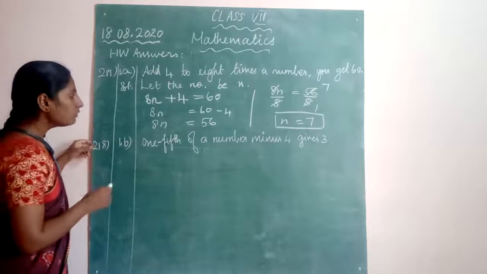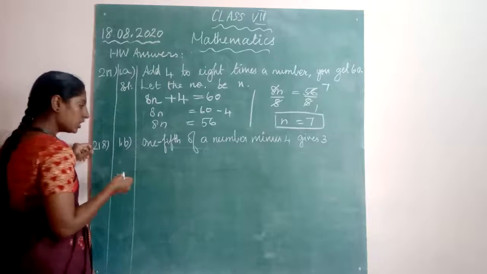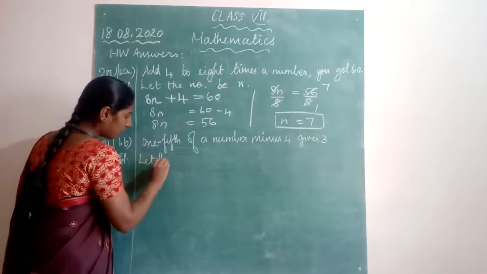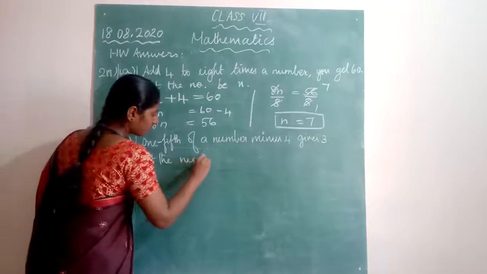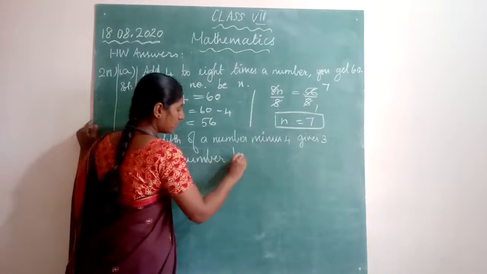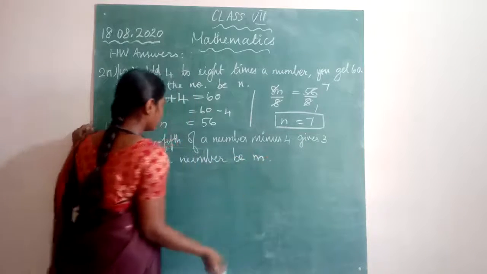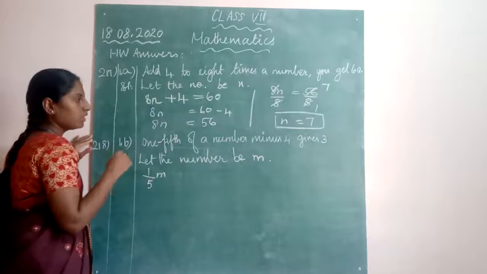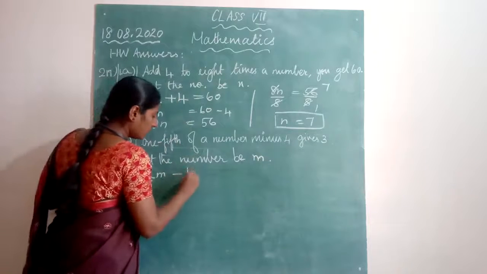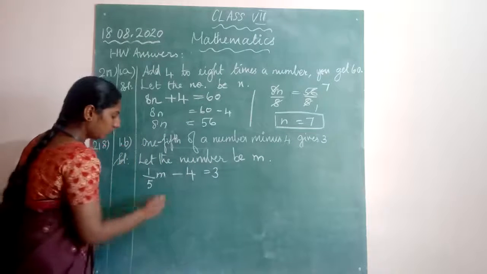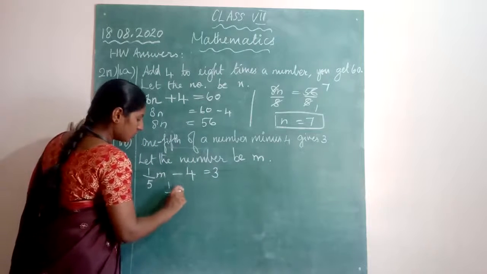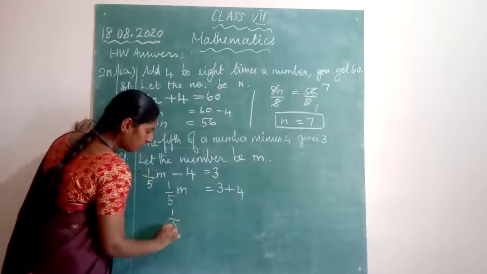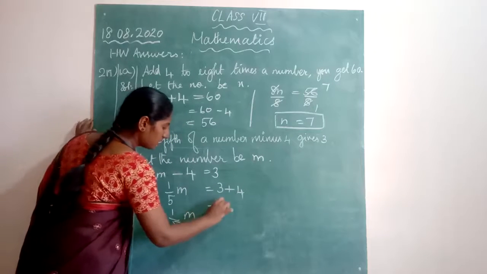Next, 1/5 of a number minus 4 gives 3. So let the number be m. Okay. So 1/5 of a number. So 1 by 5 of m minus 4 gives you 3. Now transpose minus 4. So you will get 3 plus 4, that is 1 by 5 m equals 7.